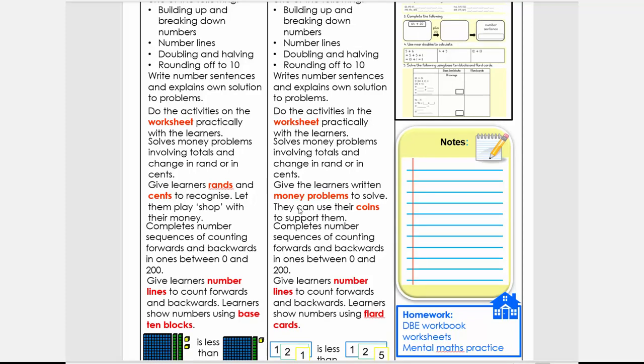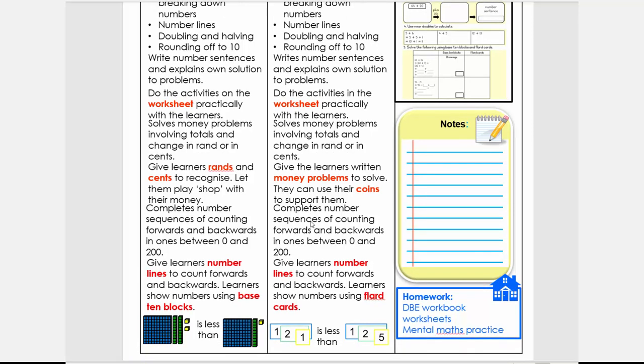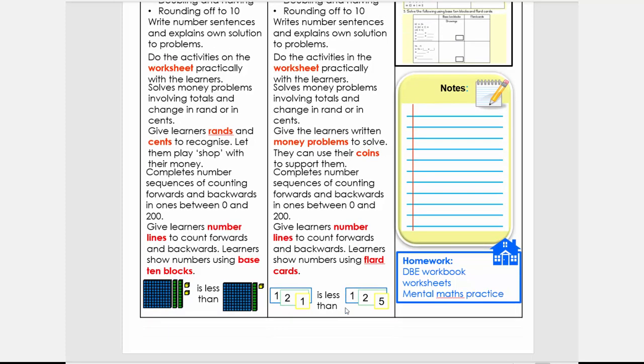For instance, we went shopping, we spent this, how much change did I get? Or make up a variety of number games where you use the coins and the notes. Or simply give them a lot of coins and notes that they made themselves and let them count it. Then we're going to look at the base 10 blocks again, where you're going to say less than or more than using the blocks or using the cards.